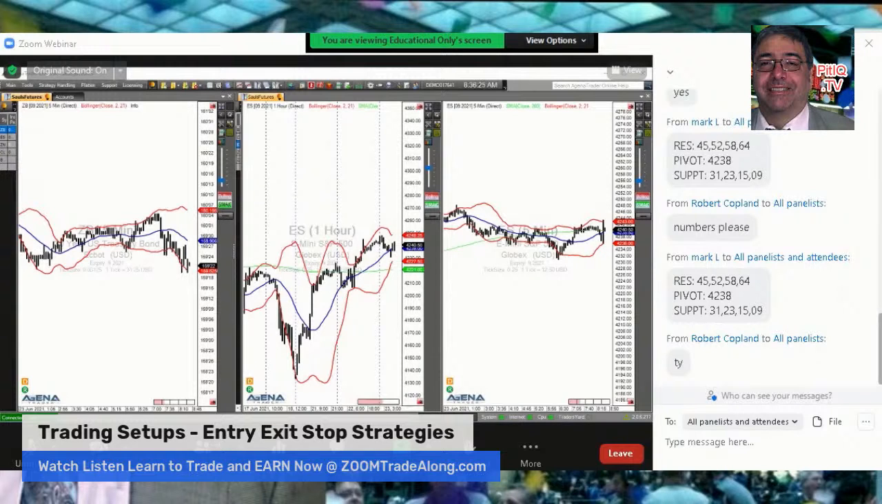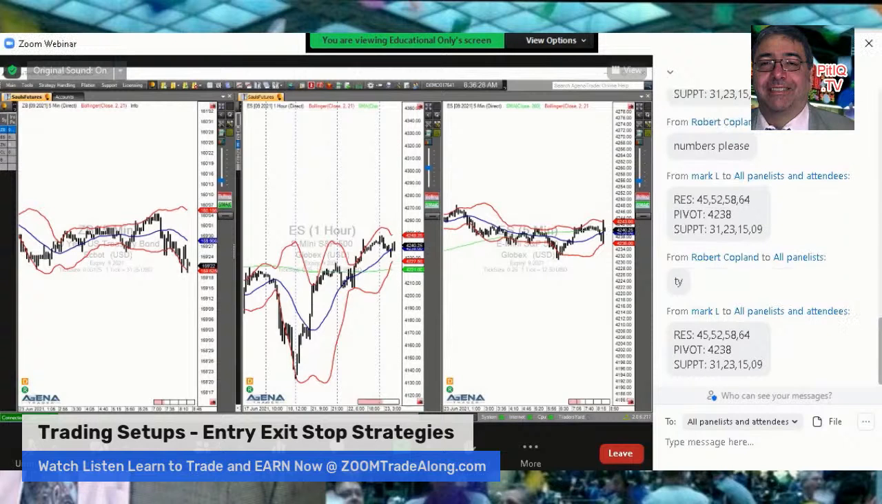Again, if you look at the chat box area, we are going to show you the levels that we've given out when the market opened up, and we use those as a guide, like I said. So if you have any questions, feel free to ask.